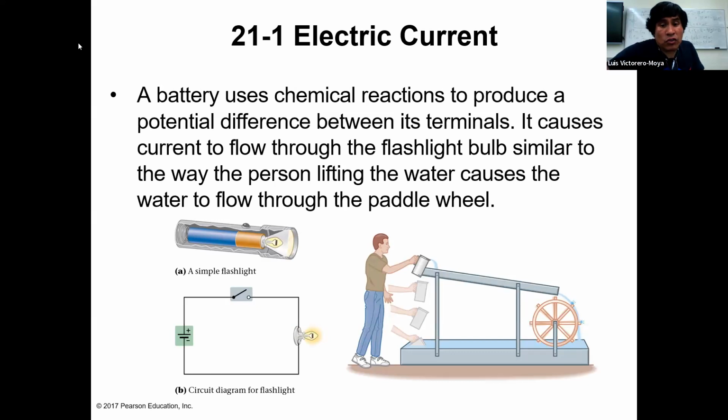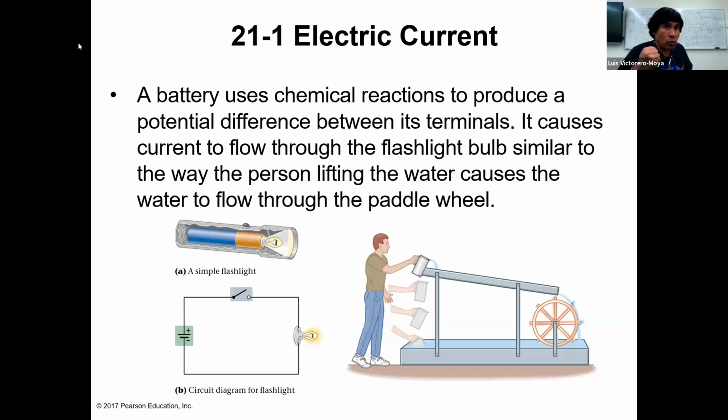To introduce current, we first have to introduce the idea of a battery. Now, electric potential introduced the idea of volts, and then we used that to define the electric potential energy. So let's use that to analyze what a battery is. Basically, a battery, by using chemical reactions, will provide a potential difference between the terminals. 1.5 volts, 3 volts, 6 volts. It depends on the size of the battery. The higher the battery, the more charge it can hold.